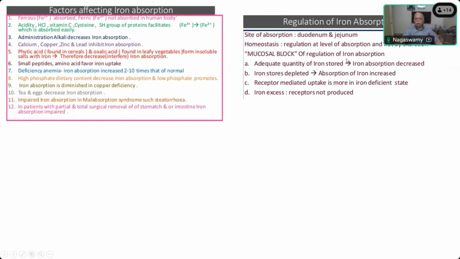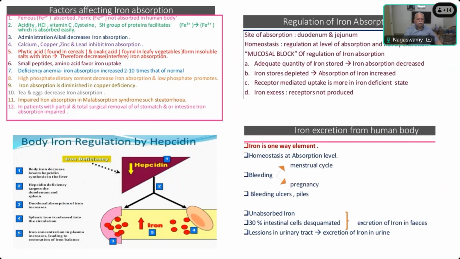Regulation at the level of absorption is by the mucosal block. So when adequate iron is stored, absorption will automatically decrease. That is controlled by hepcidin. When iron stores are depleted, absorption will be increased, and receptor-mediated uptake is more in the iron deficient state. In iron excess, receptors are not produced, so it will not be absorbed. And body iron regulation by hepcidin, how it happens, these are all the mechanisms.